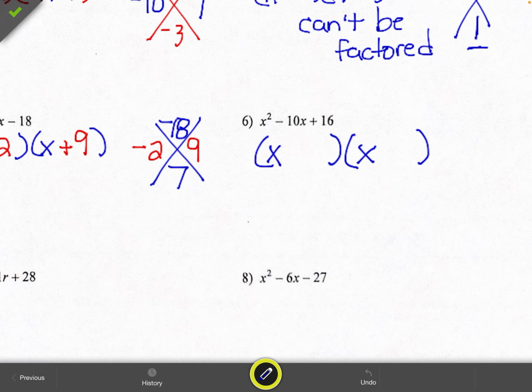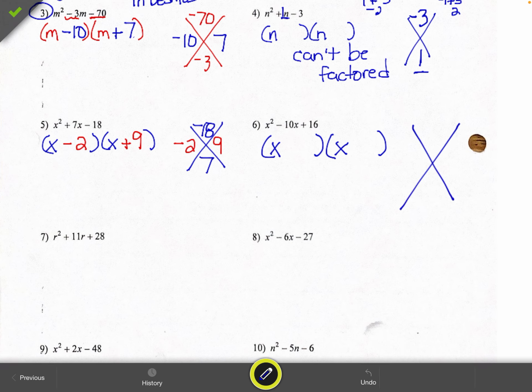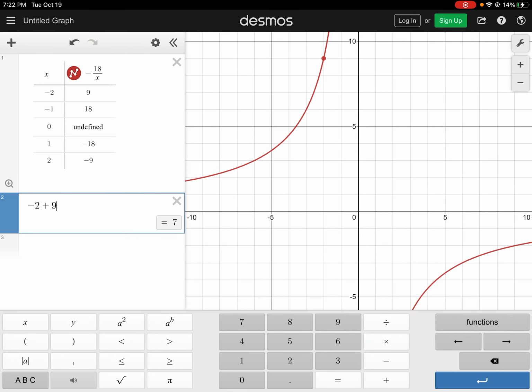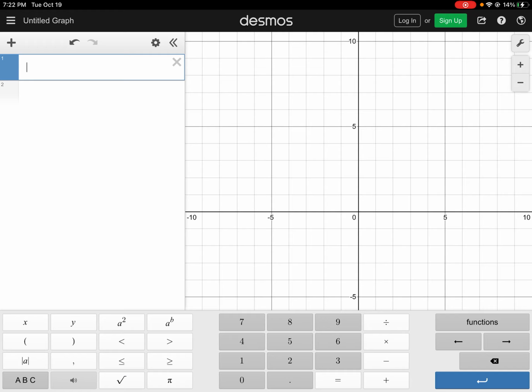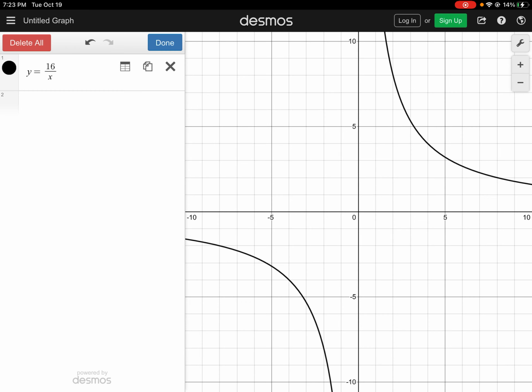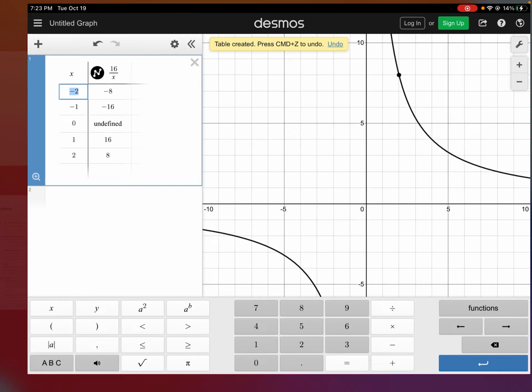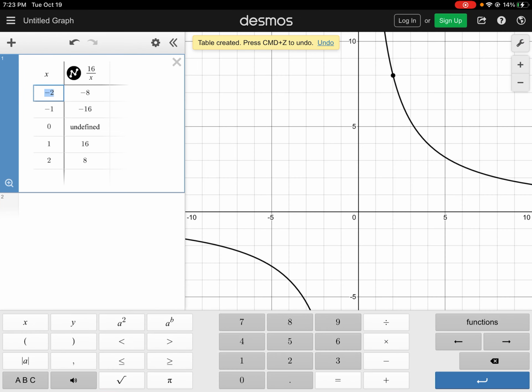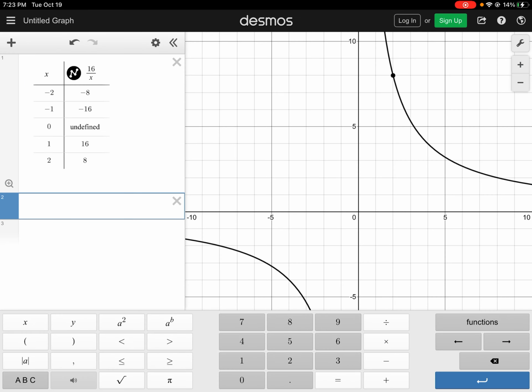All right, so set up my parentheses, set up my x puzzle, factors of 16 that add up to negative 10. Again, go to Desmos if you need it. Be careful with this one. This is one of those that you may not get right away. So y equals 16 divided by x. Check your table. What you're going to find is if you start working through them, 2 plus 8 is going to get you the 10. The problem is you don't want 10, you want negative 10.